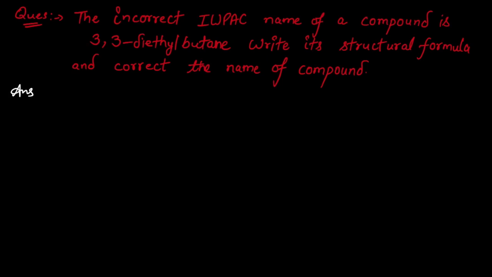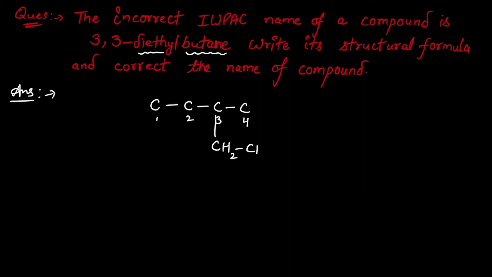Now let's do this question and check ourselves whether we have done these rules perfectly or not, whether we are able to solve this problem with the help of the previous rules. Now the question says the incorrect IUPAC name of the compound is 3,3-diethyl butane. Now write its structural formula and correct name of the compound.